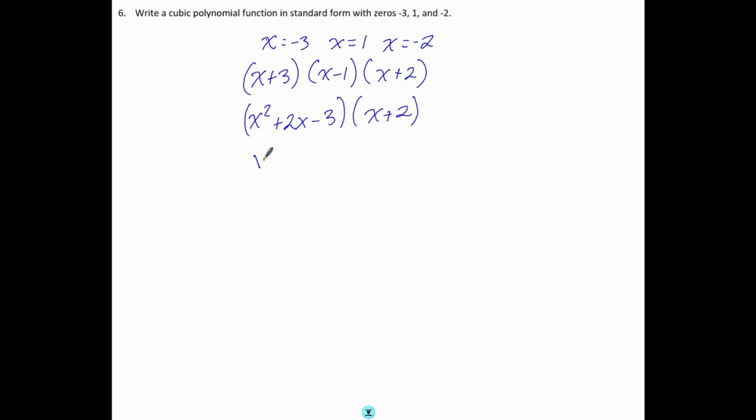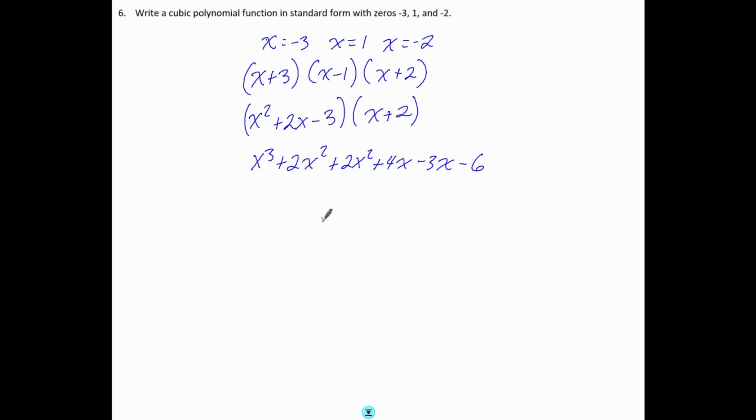x squared times x is x cubed. x squared times 2 is 2x squared. 2x times x is 2x squared. 2x times 2 is going to get us 4x. Negative 3 times x is negative 3x. And then negative 3 times 2 is negative 6.